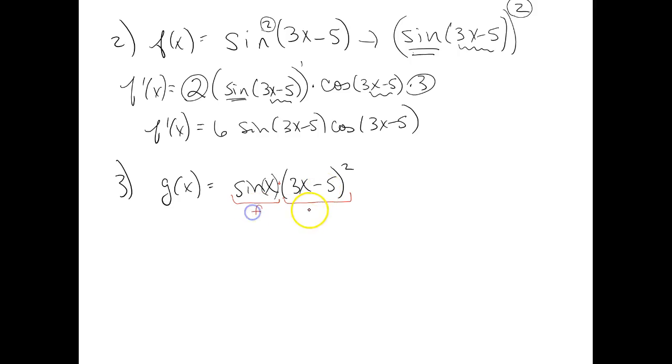So I'm going to call this guy f, and I'm going to call this guy g. I'm going to go out to the side of my paper and find their derivatives real quick so that I can work it into a product rule. So the derivative of f is just the cosine of x.